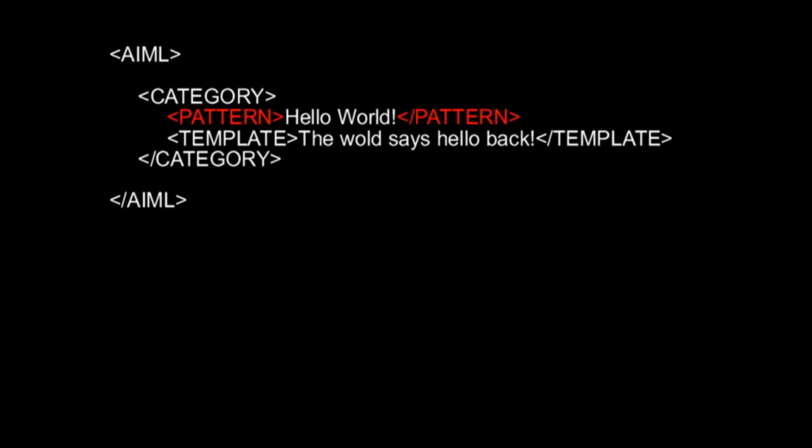Next in line is the pattern tag. The pattern tag is the input from the user. For our example, inside the pattern we have hello world. Following the pattern tag is the template tag. The template tag is the output that we're going to get from the bot. So, when the user says hello world, in response the bot will say, the world says hello back.